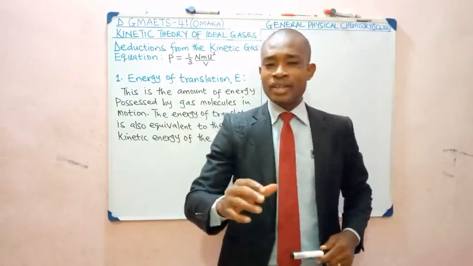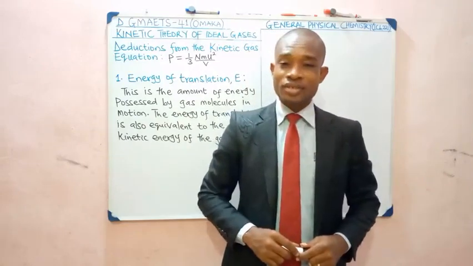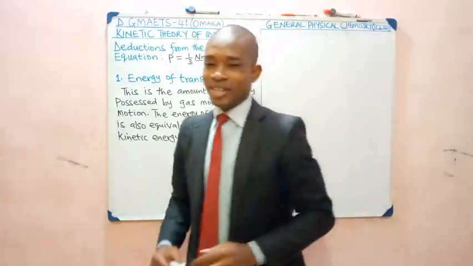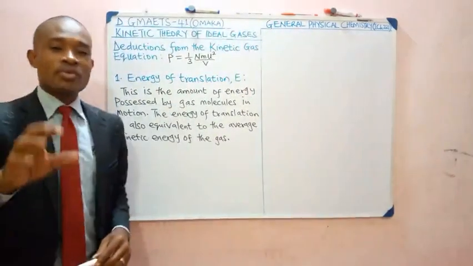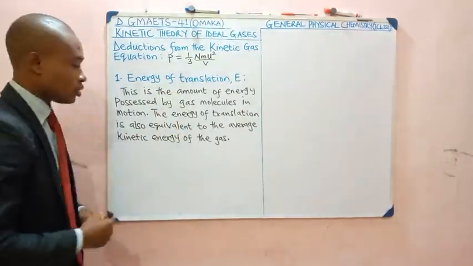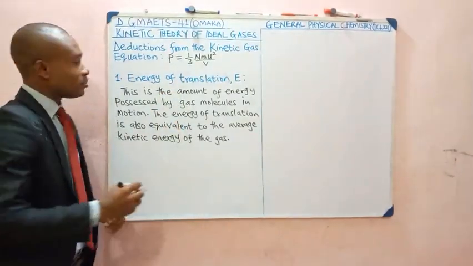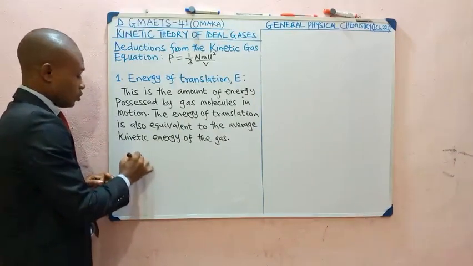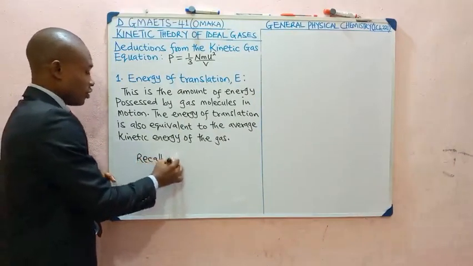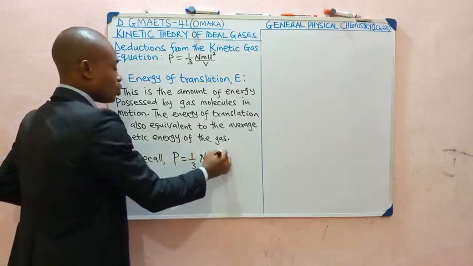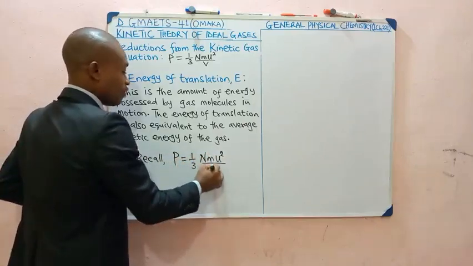How do we obtain the energy of translation from the kinetic gas equation? Please come with me. Let us do this. We now want to derive the energy of translation from the kinetic gas equation. Let us go. Now, we know, recall, that P is equal to 1/3 Nm u² divided by V.